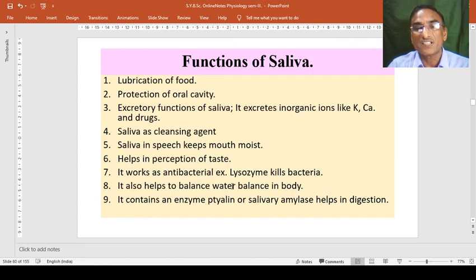The water percentage in the body is balanced by the saliva. It contains an enzyme ptyalin, which we can also call salivary amylase. It helps in the digestion of food material in the mouth. This is the primary digestion of food, which acts on the starch and converts it into maltose sugar.